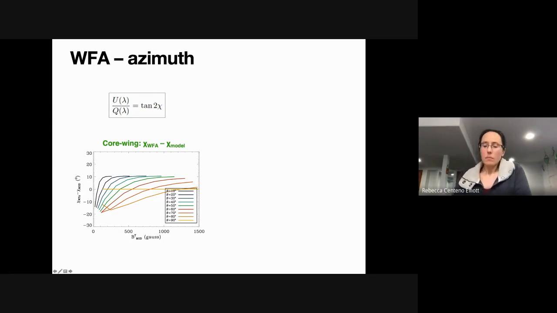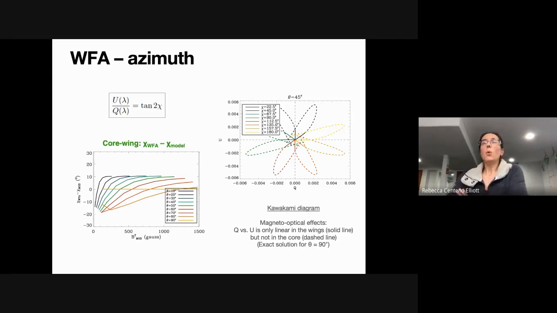And if you were to plot u against q, you will see that they're actually not constant in general. They actually deviate a lot from a constant value.